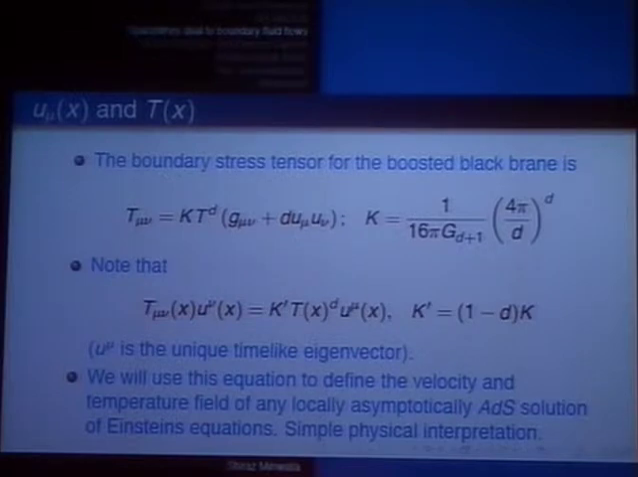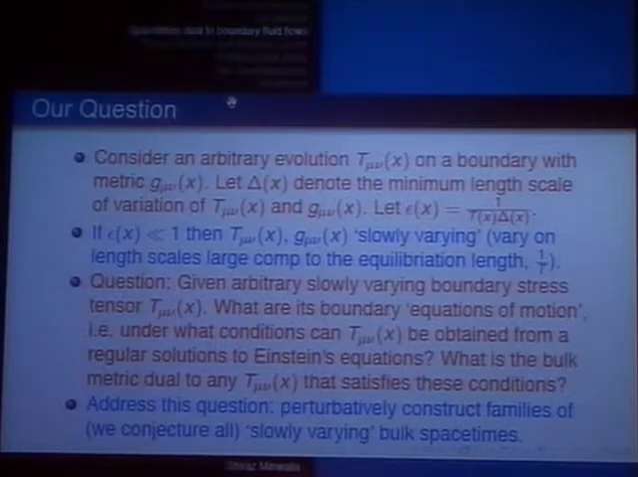Now, we've worked all this out for a very simple solution of Einstein's equations, but I'm going to generalize the idea. Given any solution of Einstein's equations, there's some dual stress tensor. The stress tensor varies as a function of where you are, and I'm going to use an equation like this, now made local, to define what I mean by the velocity and the temperature of that solution. The velocity is the unique time-like eigenvector, and the temperature, T to the power d, is the eigenvalue. We'll need these definitions as we go along later.